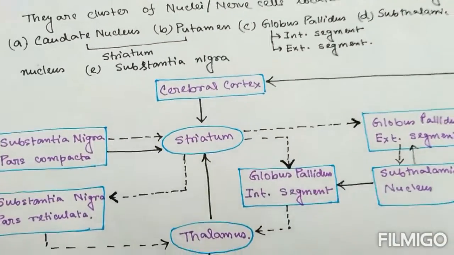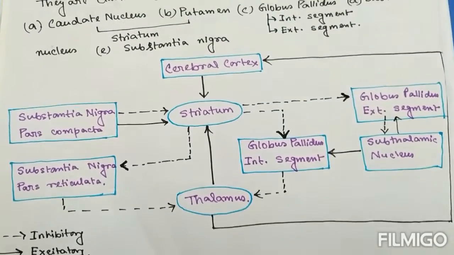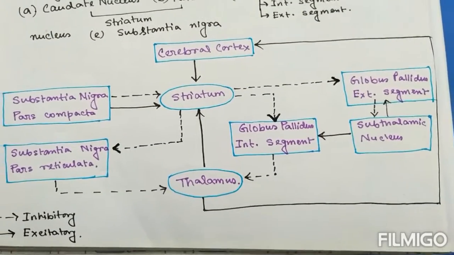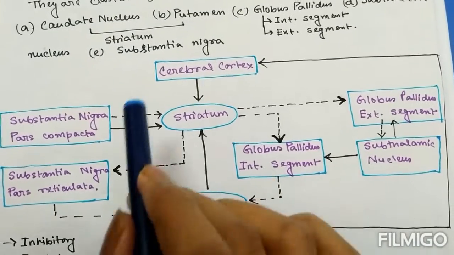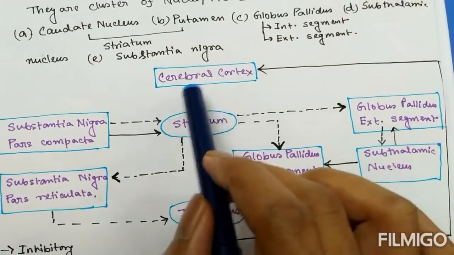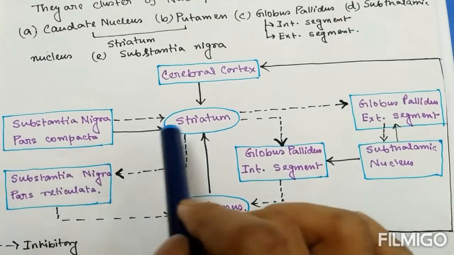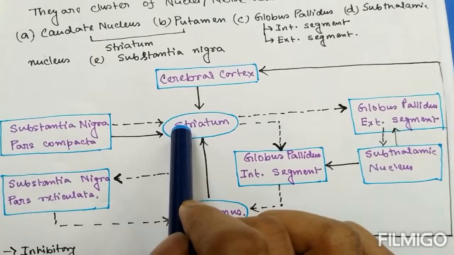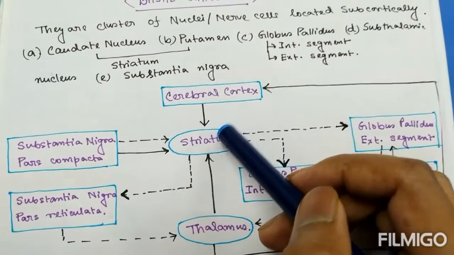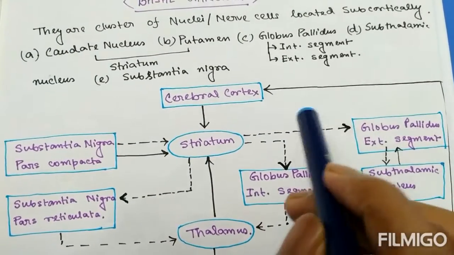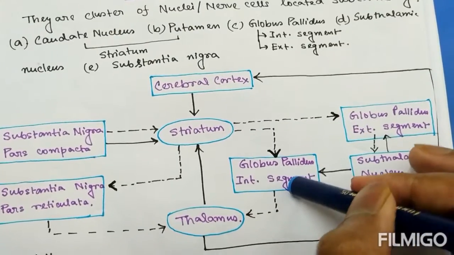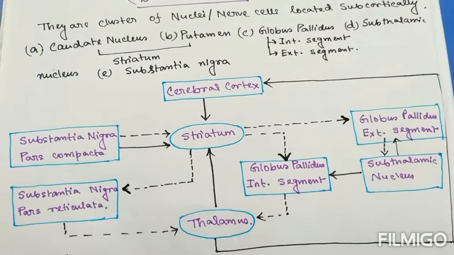Now there is a circuit in between these various types of nuclei, and the circuit seems very complicated, but it's not so complicated. It's actually simple. In between these nuclei there is the striatum, and it receives 3 afferents from 3 parts. From substantia nigra pars compacta, it receives neurons via the nigrostriatal tract. From the cerebral cortex, it receives afferents via corticostriate projections, and from the thalamus another projection to the striatum. It also sends 3 efferents: one to the external segment of globus pallidus, another to the internal segment of globus pallidus, and another to the pars reticulata of the substantia nigra.